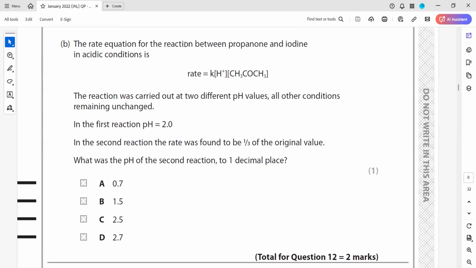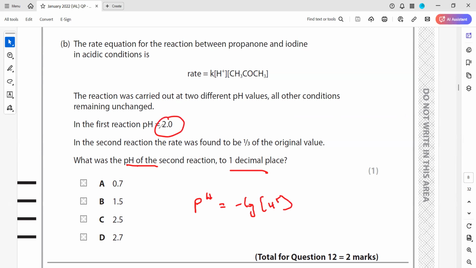The equation for a reaction between propanol and iodine is shown. The reaction is carried out at different pH values, all other conditions kept the same. In the first reaction, the pH is 2. The rate of the second reaction is found to be 1/3 of the original. What was the pH of the second reaction, to 1 decimal place? So, pH is equal to minus log of the hydrogen ion concentration.